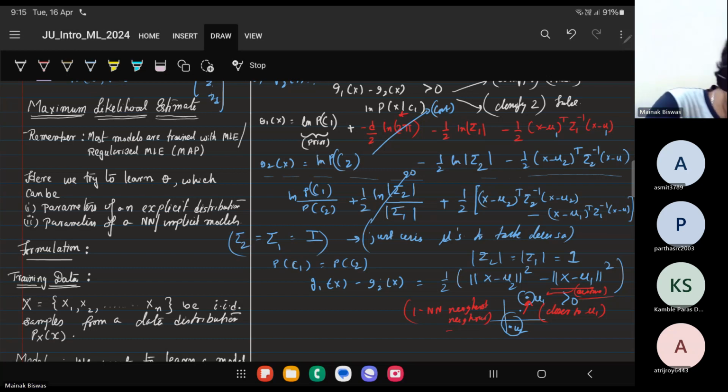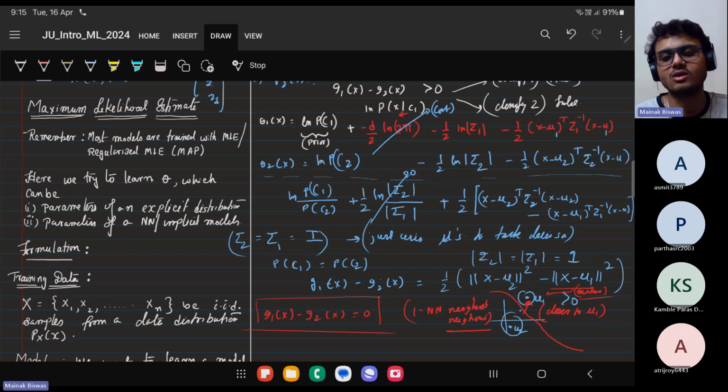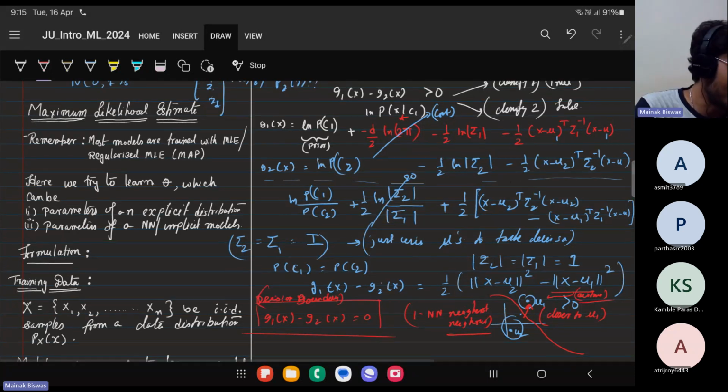So, G1x minus G2x equal to 0 is the decision boundary, right? Here you cannot take any decision, along this curve, because both have the same probability, right? Yes. This is called the decision boundary. So your homework, please solve it. Once you solve it, you'll feel so nice about this question, about this type of model.